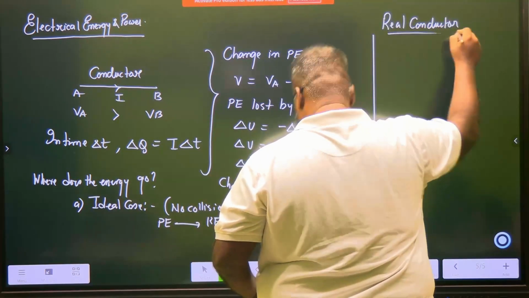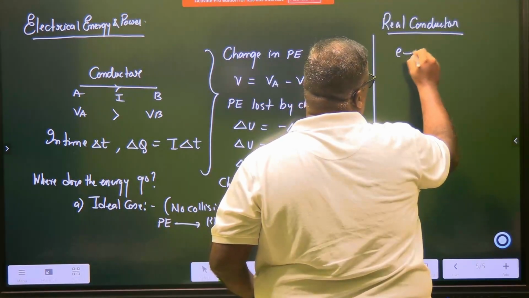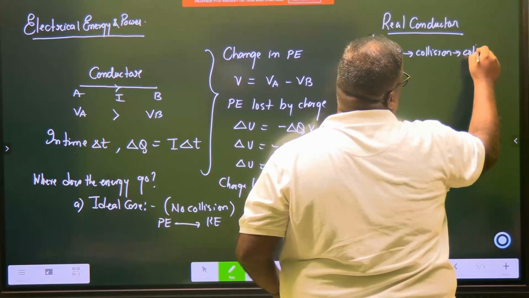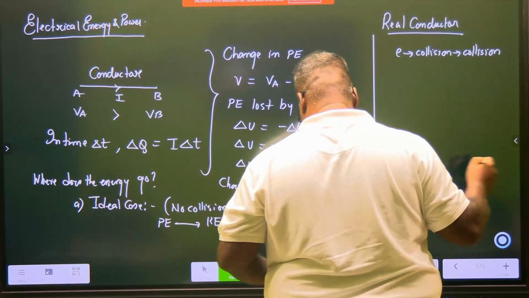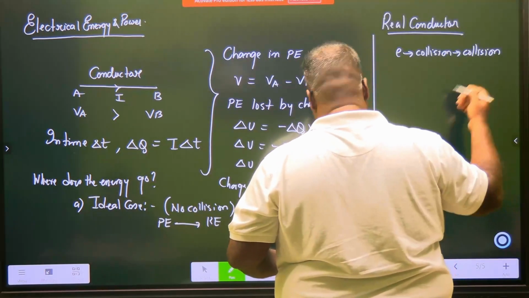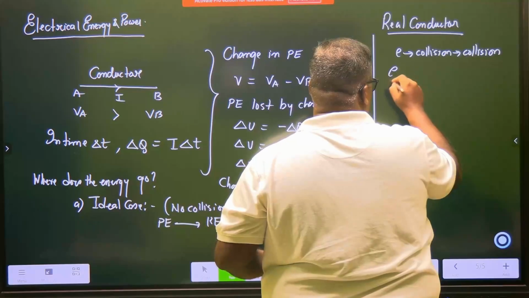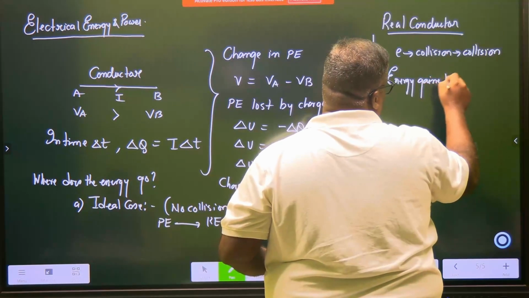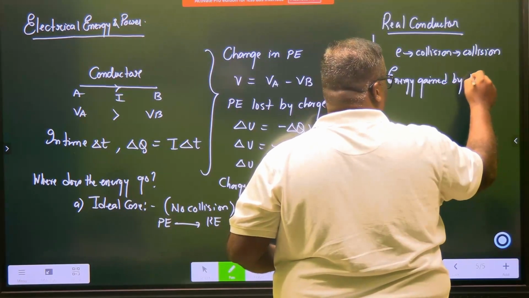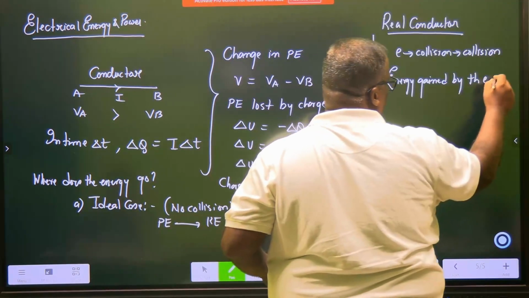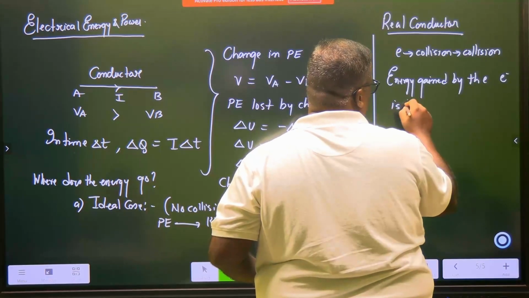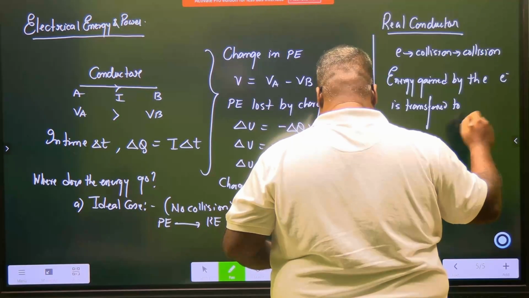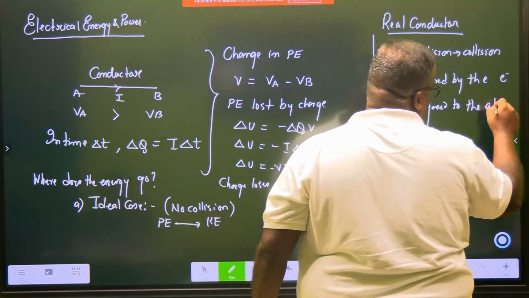So just write, in a real conductor, the electron will undergo collision and then it will undergo some more collision. And in this case, the energy gained by the electron is transferred to the atom. Did you understand?